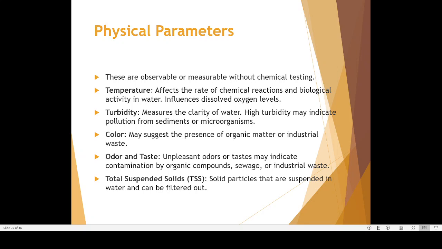For example, temperature. What is the temperature of the water? The importance of temperature is that it influences the dissolved oxygen level. For example, you take cold water, cool water, and hot or warm water. Warm water always contains less oxygen. So in a pond, when the temperature of the water is higher, it contains less oxygen. Less oxygen means less suitable for the survival of fish and other aquatic organisms. So that is the importance of temperature.